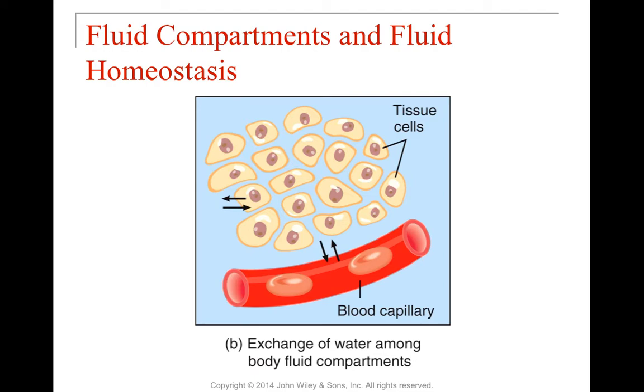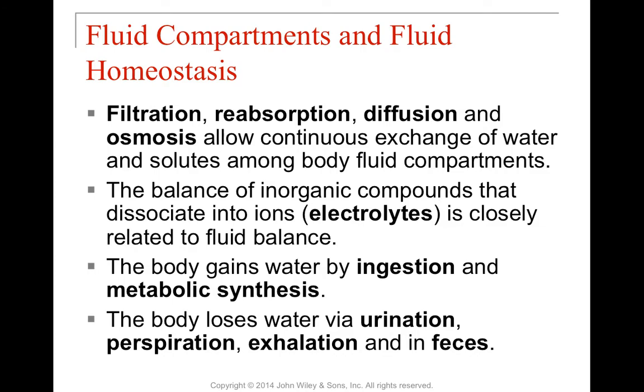And then the cells are going to secrete any of their wastes from the intracellular fluid into the interstitial fluid, again shown in blue, which is then going to secrete those wastes into the blood capillaries, which are then going to take them out for disposal through, say, the kidneys or through respiration in the form of carbon dioxide. So we have a constant exchange of water and solutes between these different fluid compartments. And we do that by the process of filtration, reabsorption, diffusion, and osmosis.